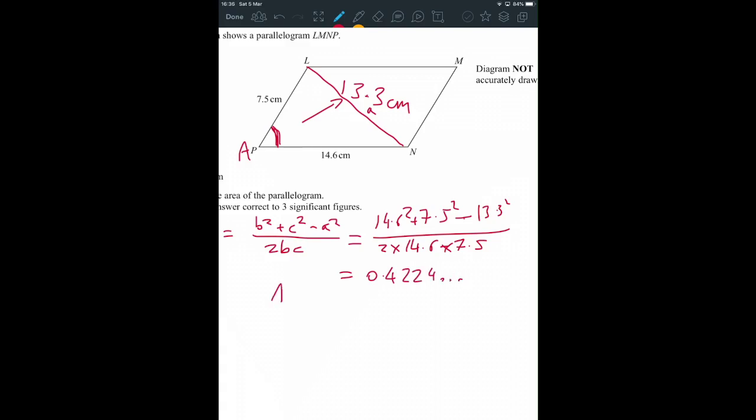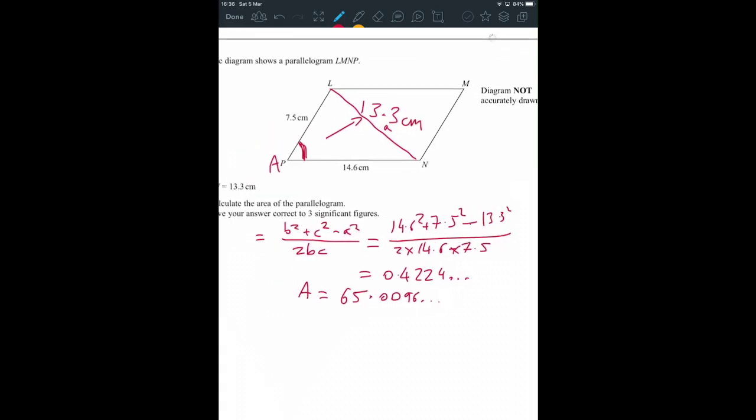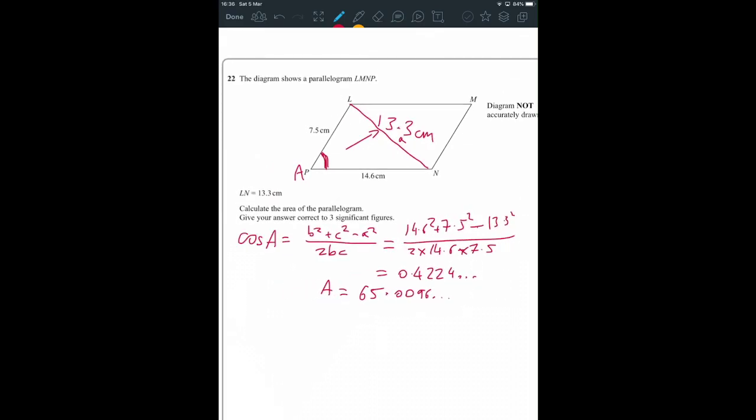But that was cos of the angle, so I need to cos inverse to get that angle, cos inverse of that answer. So that's 65.009, etc. A good hint that you're doing something roughly right is when your answer comes out with 0.00 or something like that. That's my angle down at P.